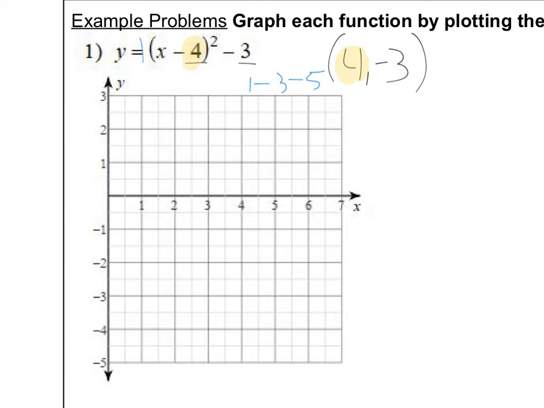Well, I've got everything I need right now, right? 4 comma negative 3 is my vertex. And I'll use the up 1 over 1, up 3 over 1 pattern. There we go. There's my parabola. That quick, that easy. Look at that. What a dream.